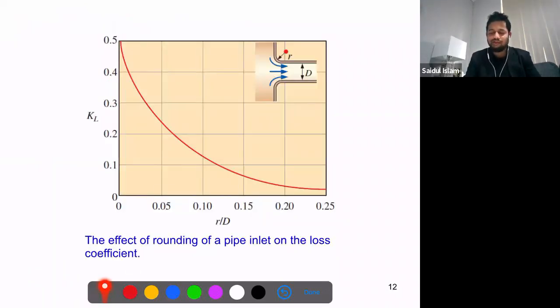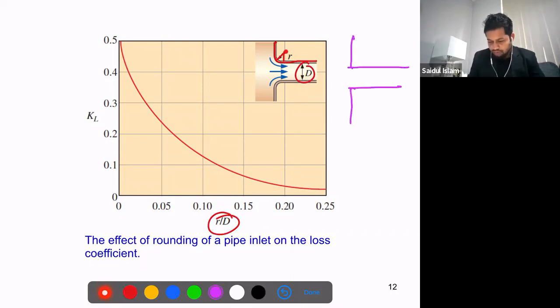Here, I told you that I will show you a chart and show you how this rounding, like how smoothly you make your inlet, affects the overall loss coefficients. You look here. This is the R, this is the D, R over D, that's the ratio. You see when it is zero, what does it mean? Zero means it is a 90 degree angle. Then we found it is 0.5, the maximum.